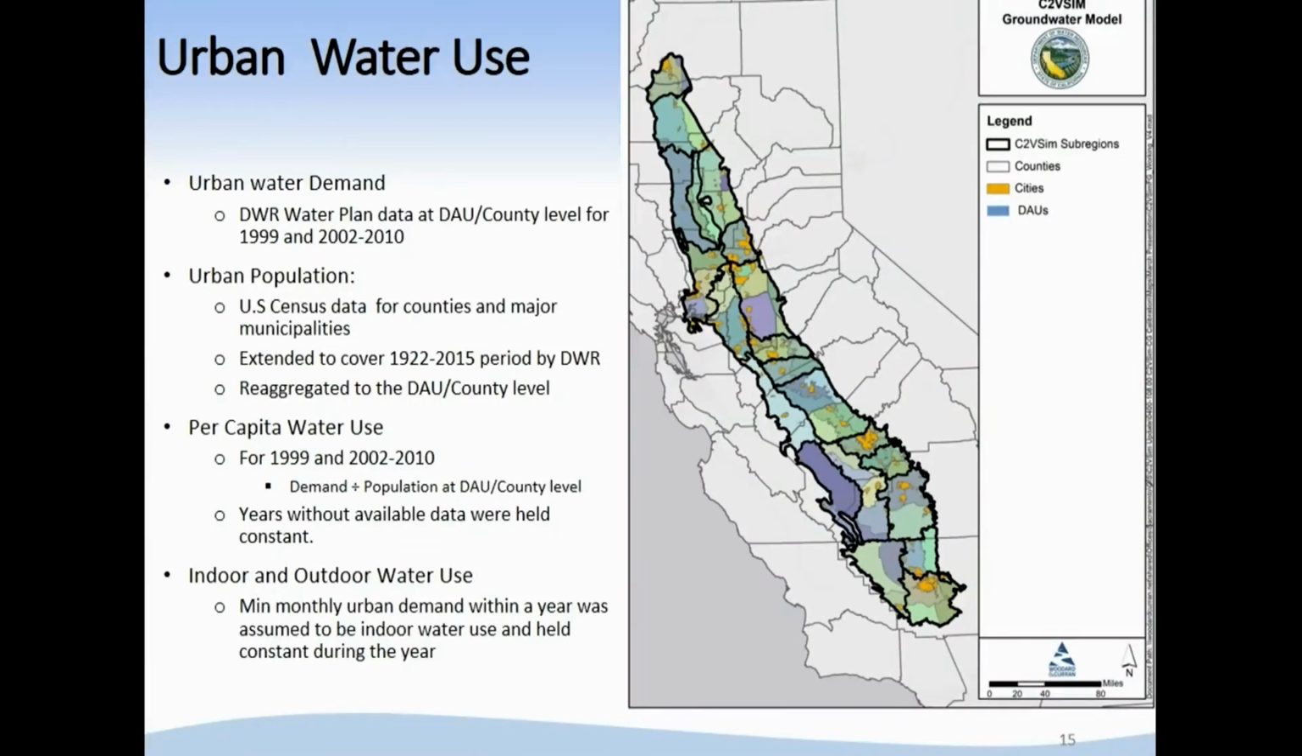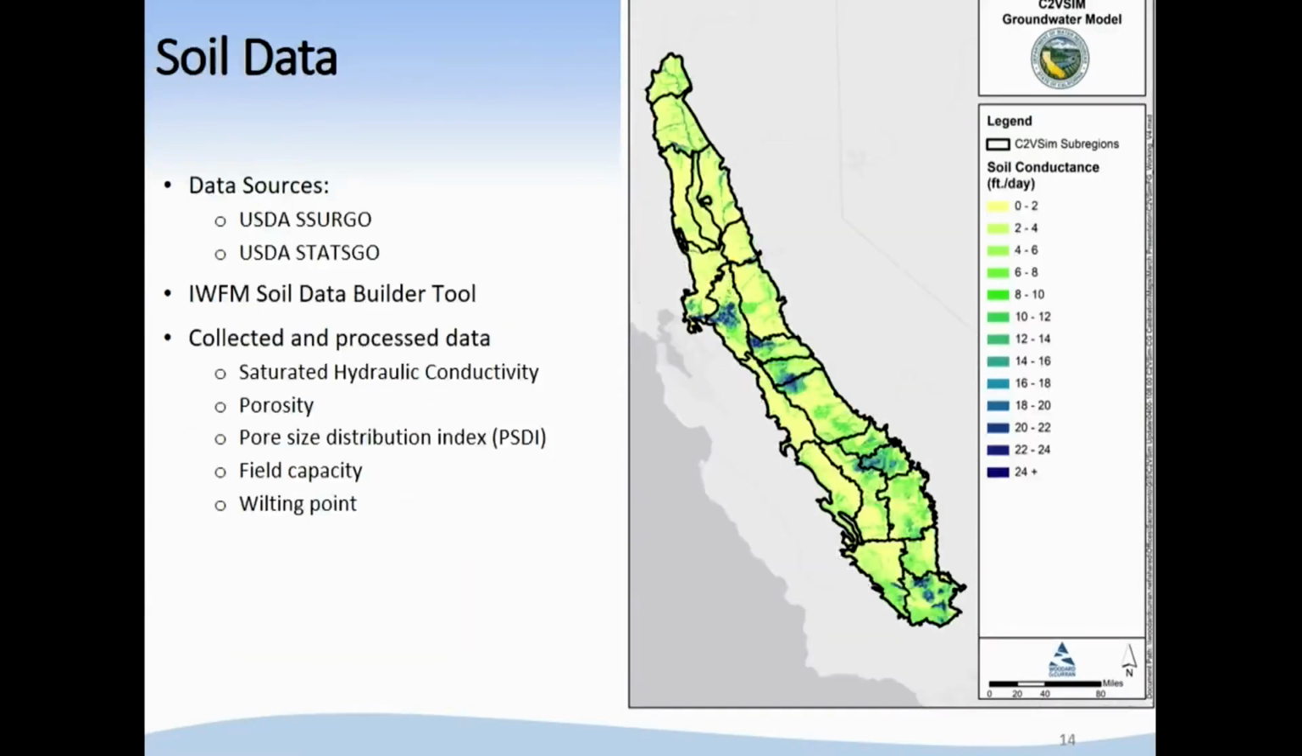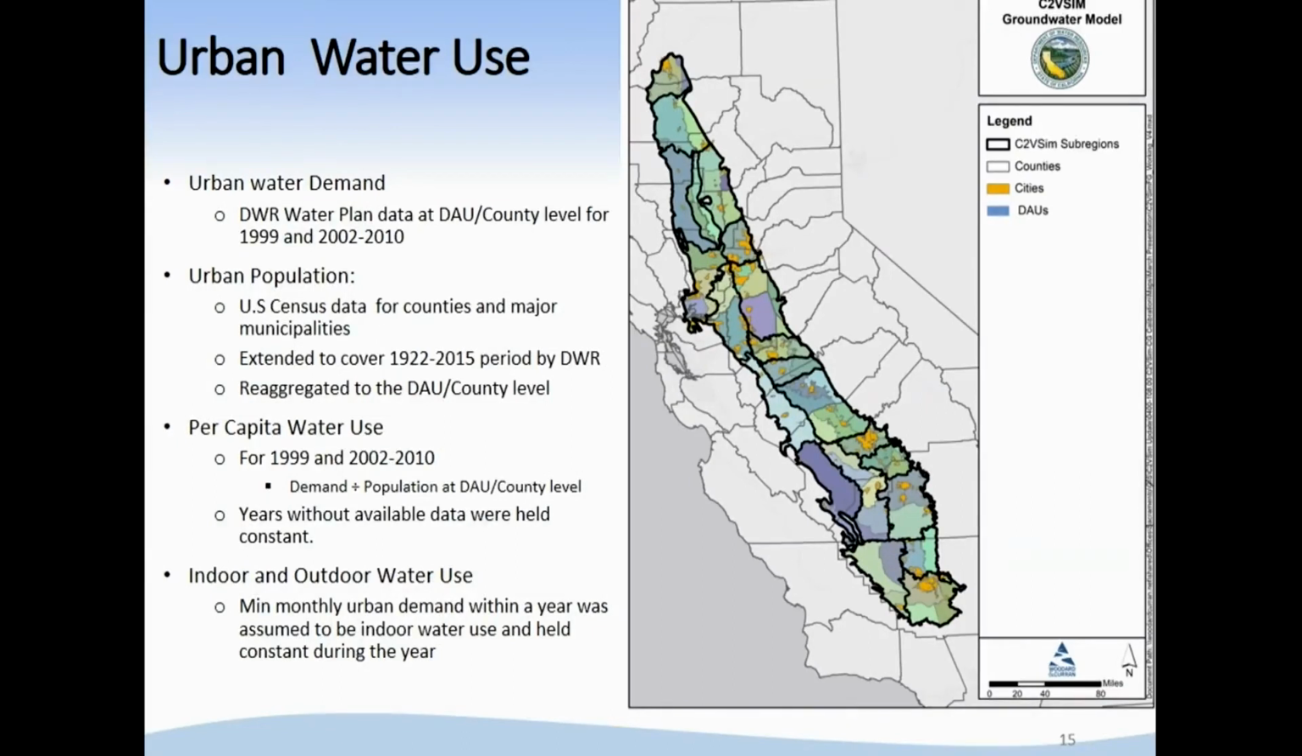Urban water use, again, is another collaboration between DWR and many other folks. For urban water use, we used different data sets. For the urban water demand, the available data was from the California Water Plan, DAU county level urban water demand data. The data covers 1999 to 2002 and then the 2010 time period. The data after 2010 was not available at this point.